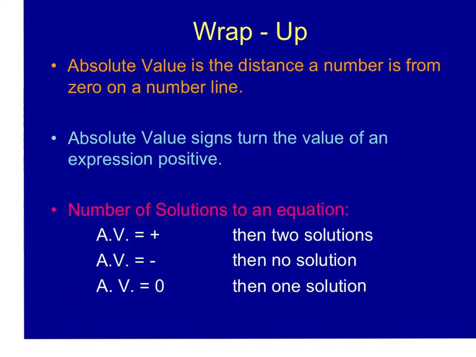If the absolute value equals a positive number, we'll be able to split those equations and get 2 solutions. And then we see here the 2 special cases where if the absolute value equaled a negative number, we'll have no solution because distance can't be negative. And if the absolute value equals 0, then we'll have only one solution.